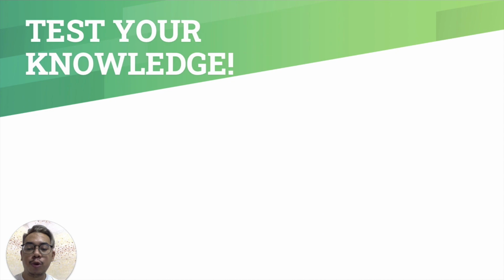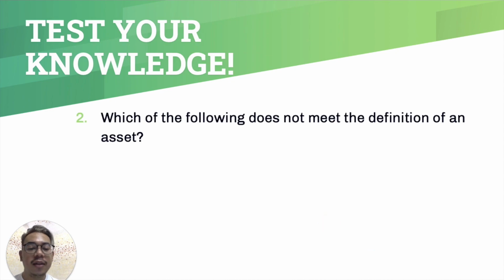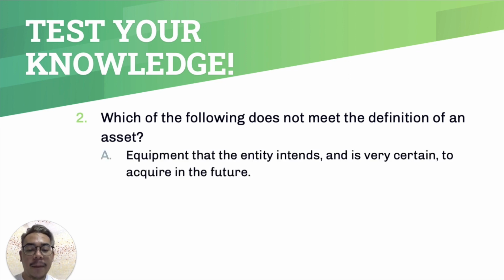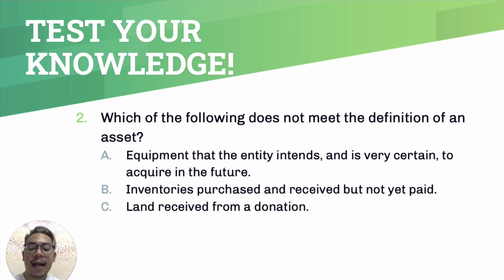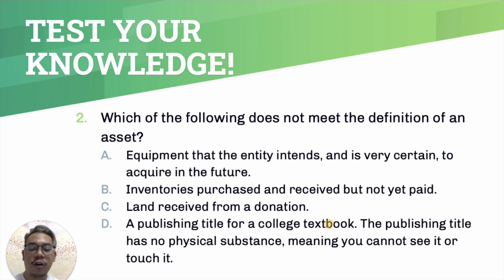And question number 2, which of the following does not meet the definition of an asset? Letter A, equipment that the entity intends and is very certain to acquire in the future. B, inventories purchased and received but not yet paid. C, land received from a donation. Or D, a publishing title for a college textbook. The publishing title has no physical substance, meaning you cannot see it or touch it. Again, if you know the answers to the two questions, comment your answer sa video na to.